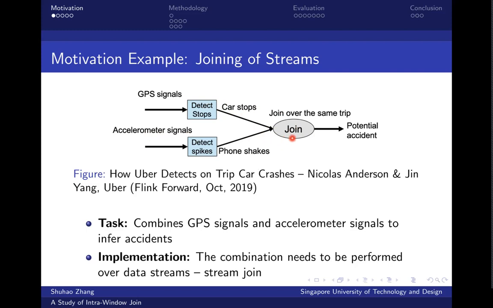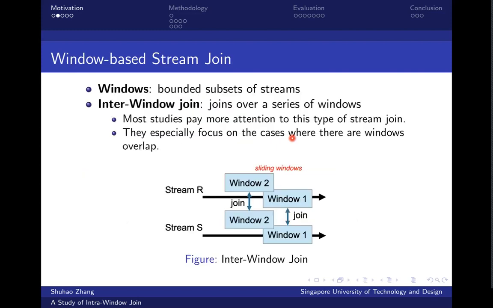Subsequently, the combining of these two input streams has to be done in real time so that Uber can quickly respond accordingly, and that relies on a fast stream join operation. By definition, joining data streams is performed over infinite input tuples and hence never ends. In practice, users typically formulate queries that compute joins over a bounded subset of streams called windows.